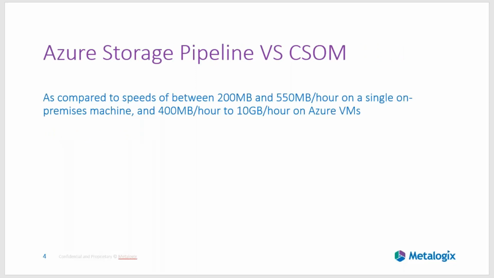So going to Azure Storage Pipeline versus CSOM, in terms of speed, the difference you can see is 200 megabytes to 500 megabytes an hour on a single on-prem machine and 400 megabytes to 10 gigs an hour to Azure VMs. These also reflect based on how close the migrations are running to the SharePoint Online tenant.